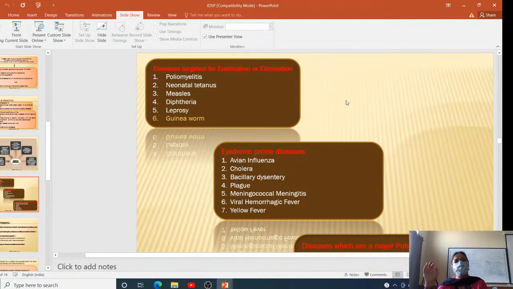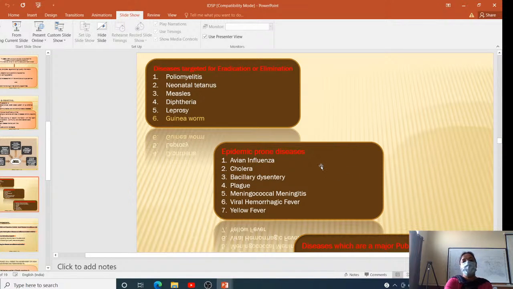Leprosy, again, major initiatives. Diphtheria, major initiatives. So these are some diseases which are targeted for elimination, and they find mention in the National Health Policy also. So when you read National Health Policy, you will see that the names of these diseases will appear.